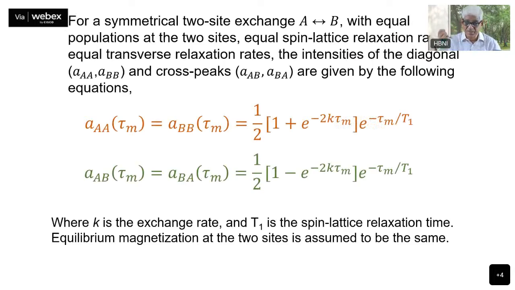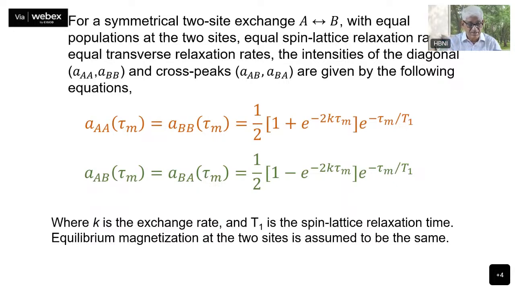Okay. Now these explicit calculations have been done for a symmetrical two-site exchange, that is, a two-site exchange A to B with equal populations at the two sites, equal spin-lattice relaxation rates, and equal transverse relaxation rates. The intensities of the diagonal peaks AA and BB, and cross peaks AB and BA are given by the following equations. I have given only the results here; I have not shown the explicit calculation.